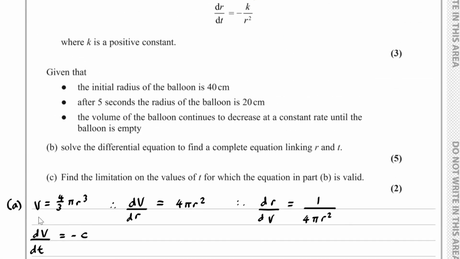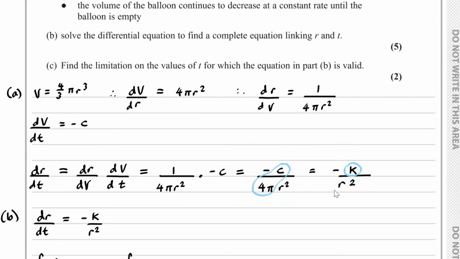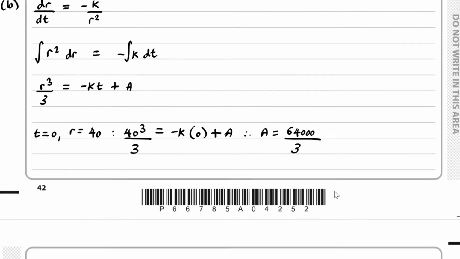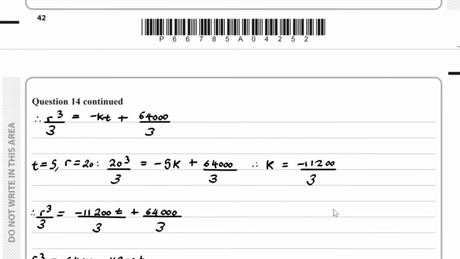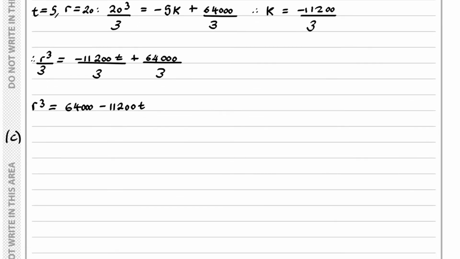Now for part C of the question, we have to find the limitation on the values of t for which the equation in part B is valid. So we have to find a range of values of t and then comment on that. And obviously, time can't be negative. So for part C, the model is only valid for t being greater than 0, and obviously we can't have a negative volume.